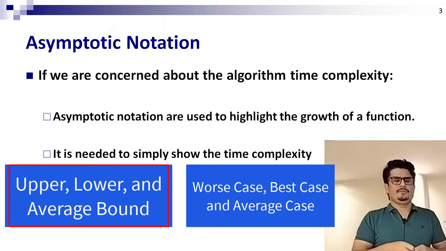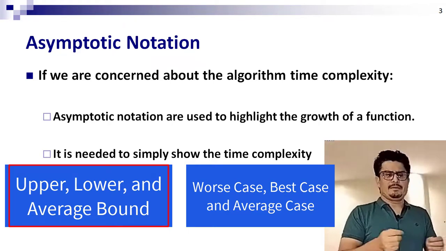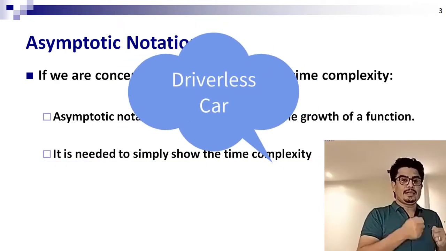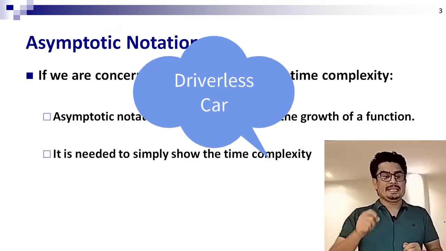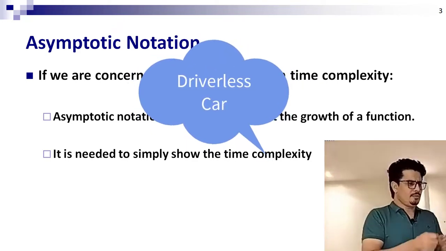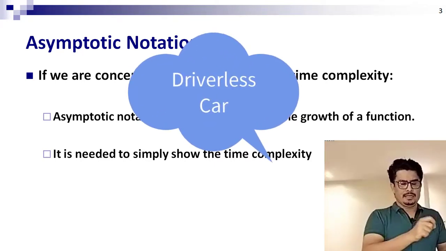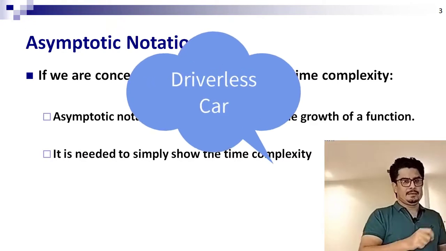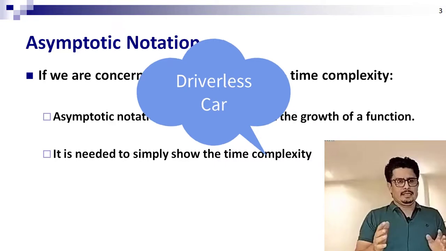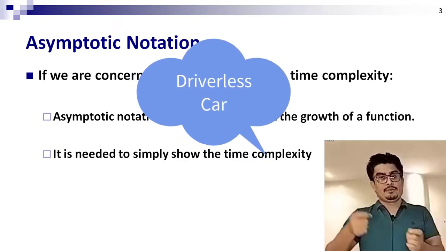But still, if I'm talking about the time complexity, for example, if you are working on a driverless car, in a driverless car the time complexity and the accuracy both are very important. So in that case, you can say that if algorithm A takes less time as compared to algorithm B, then A is the best for you. In that case, you can say it's the best case for me. But again, it depends on your problem nature.